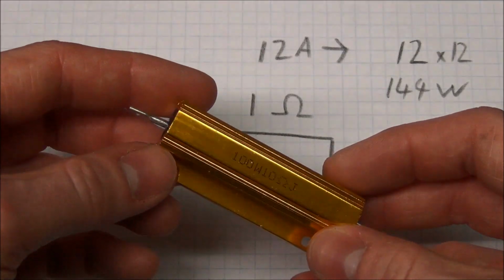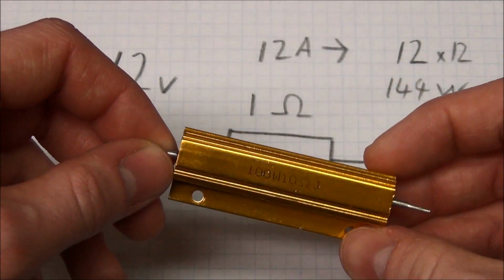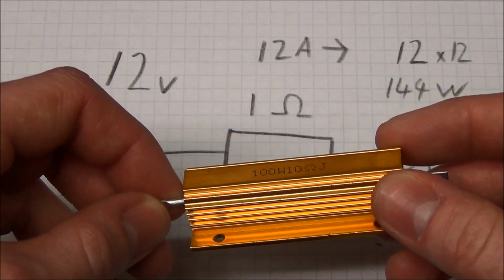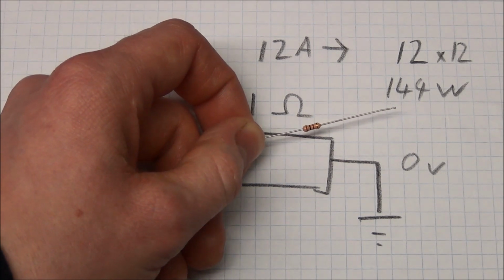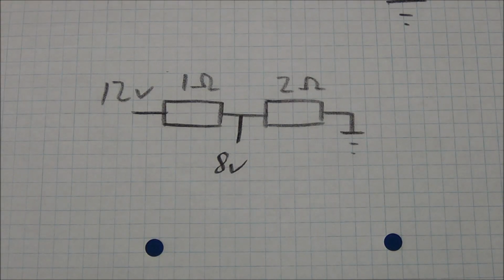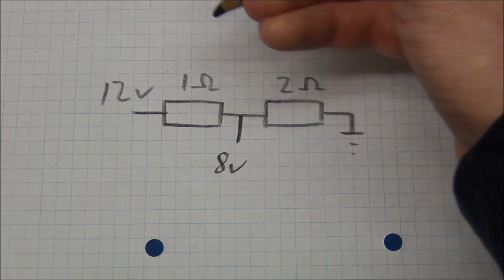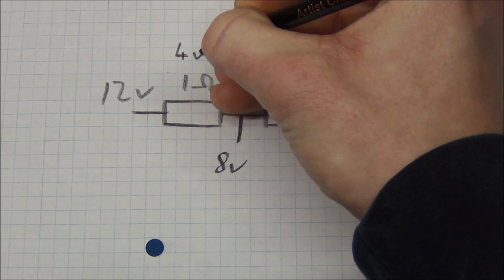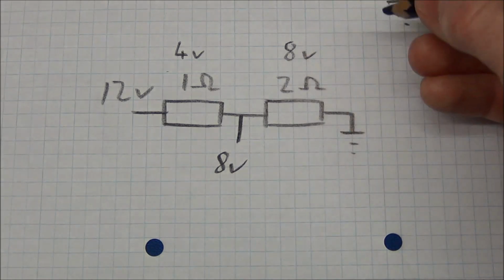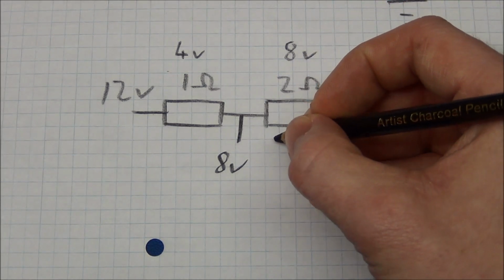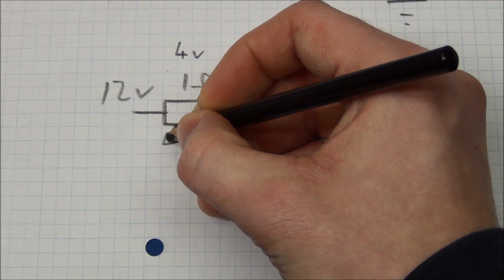And this huge resistor, if it is mounted on a heatsink, can take 100 watts. If it's not mounted on a heatsink, it will be about 25 is my guess. And this standard through-hole resistor can take 1/4 of a watt. And if we take an example like this one, here we have a voltage drop of 4 volts. And here we have one of 8 volts. 8 volts through 2 ohms will give us 4 amps. And also 4 volts dropped across 1 ohm will also equal 4 amps.